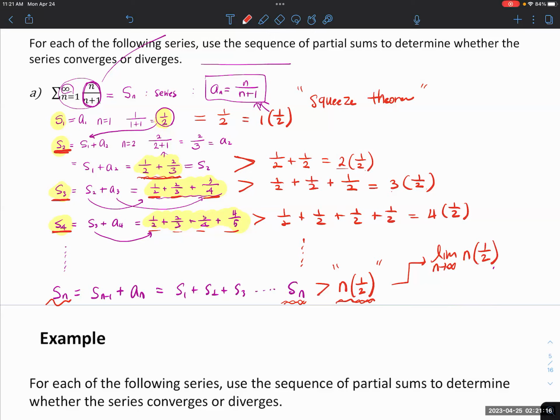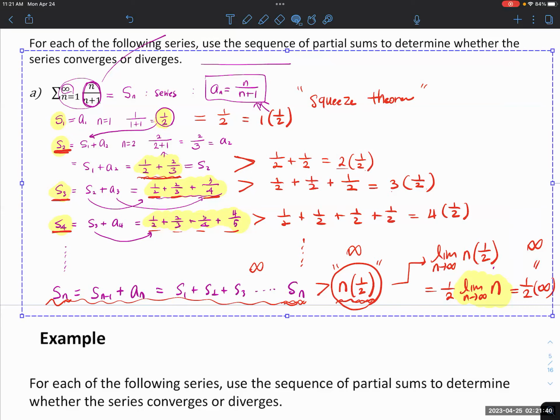I'm going to bring 1/2 to the front, and then this is going to be n. So what happened? This part is going to be infinity. So 1/2 times infinity is infinity. So what's my conclusion? They are actually heading to infinity. Therefore, this summation will also be infinity. The conclusion will be this.